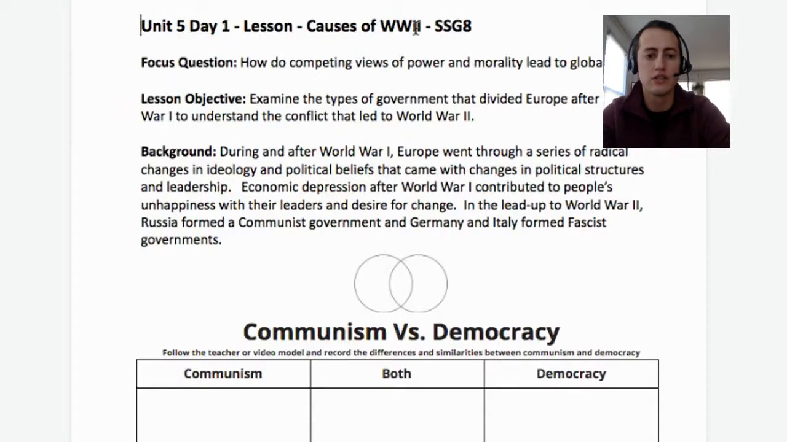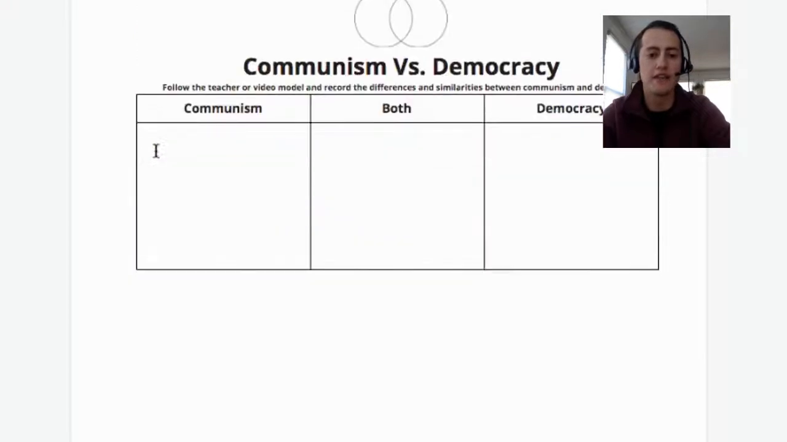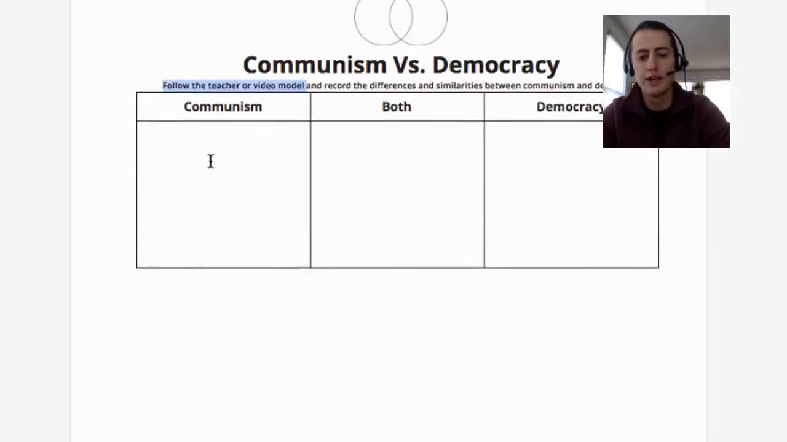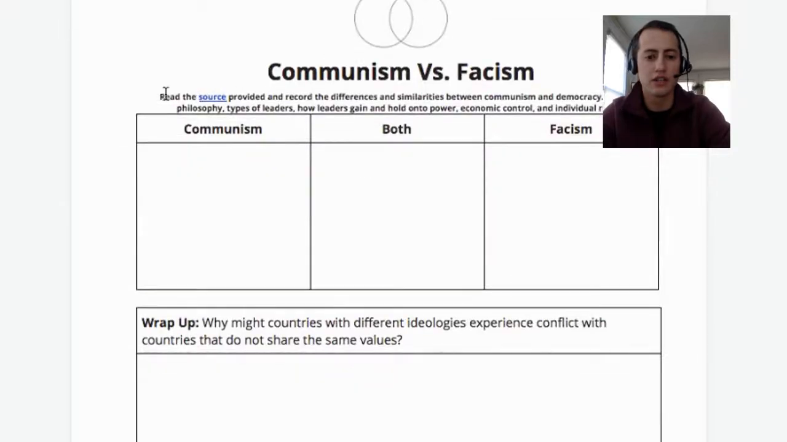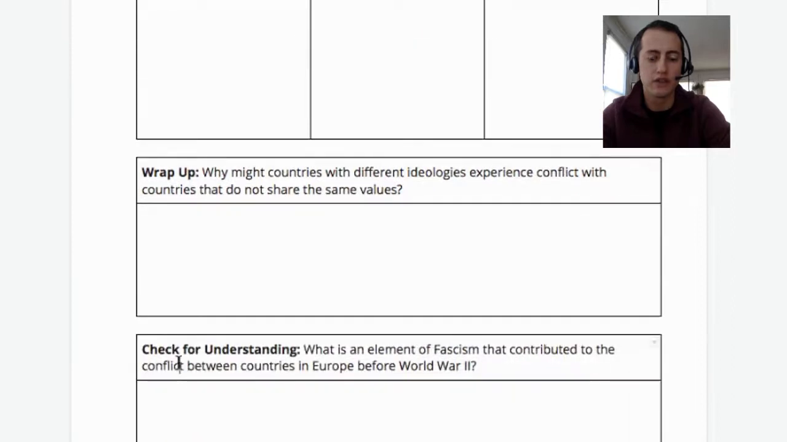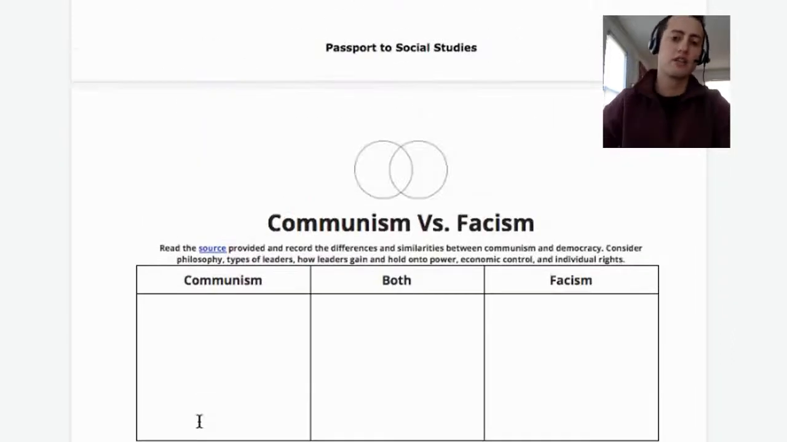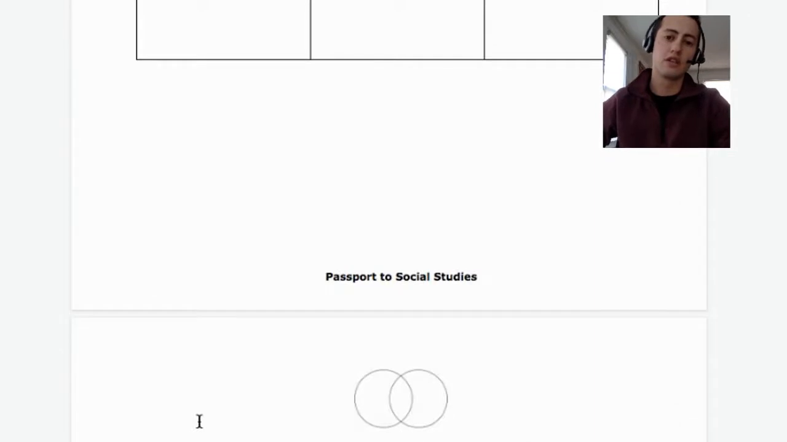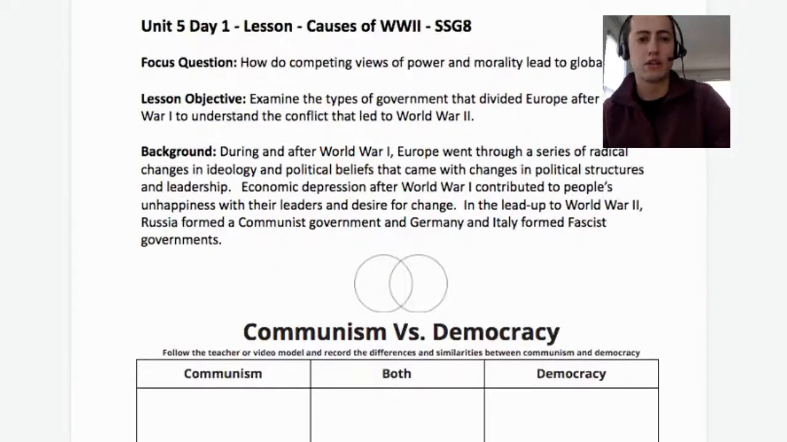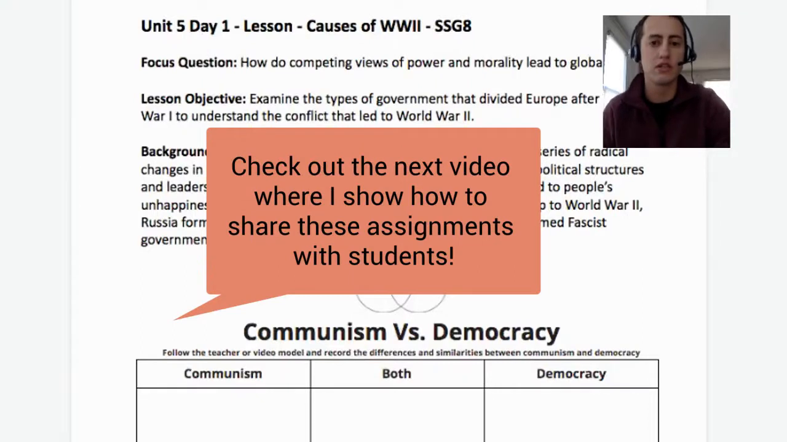So this is Unit 5, Day 1. There's the focus question, the lesson objective, the background information, and then this is the teacher model, and I say follow the teacher or video model. And then on the next page, there is the communism versus fascism comparison chart. I give them the directions, the wrap-up question, and the check for understanding. And this is, for me, a little bit more straightforward, a little bit easier to use. So I adapt the Google Slides presentation into a document.